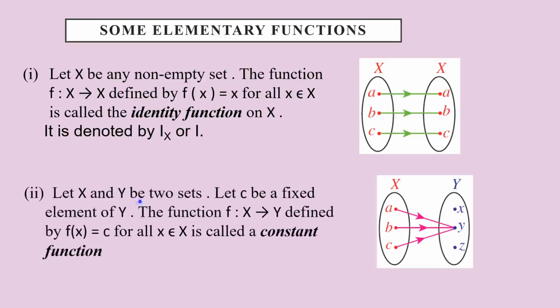Let us see the definition. Let X and Y be two sets. Let C be a fixed element of Y, that is, C means constant. The fixed element of Y here is small letter y. The function f from X to Y defined by f of x equal to C, that is, the constant value. So whatever value we substitute for x, we get only that constant value. For all small x belongs to capital X, it is called a constant function.